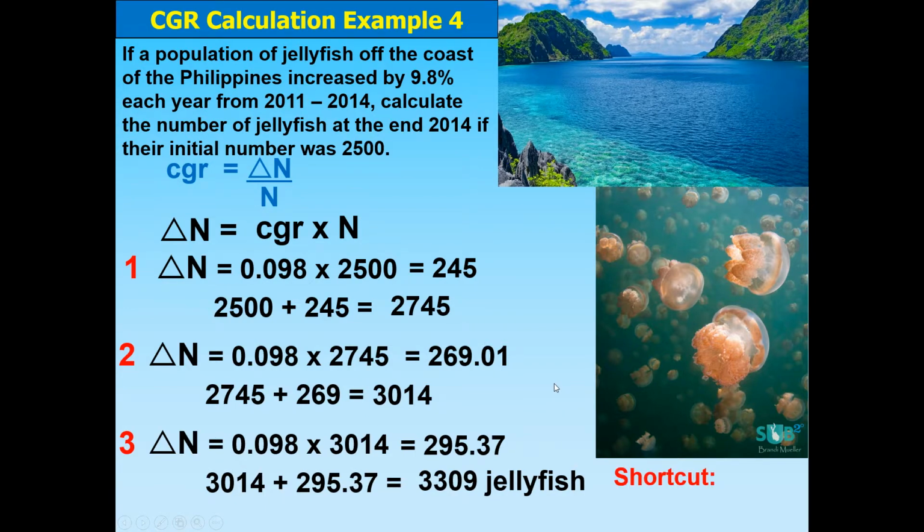Now, there is a shortcut to this. You can use a formula that is similar to compound interest formula. So we start with the number and times it by itself plus the rate of increase to the total number of times we need to do it. So that would be the time is 3 years.